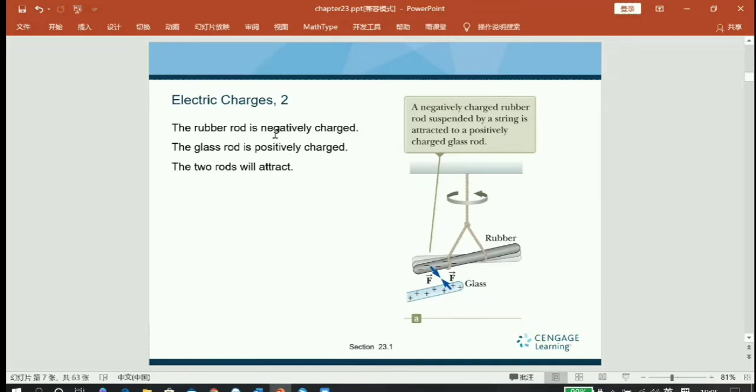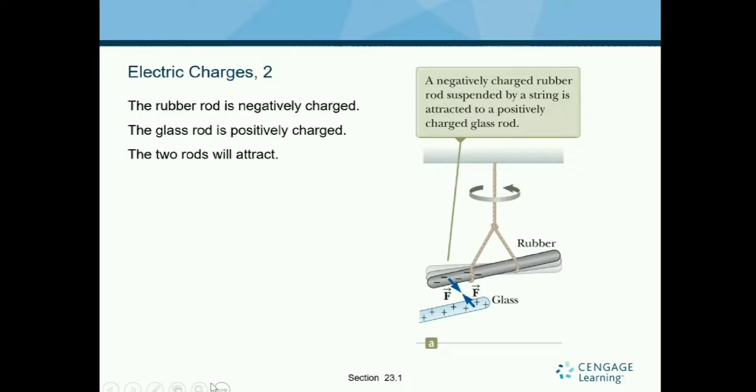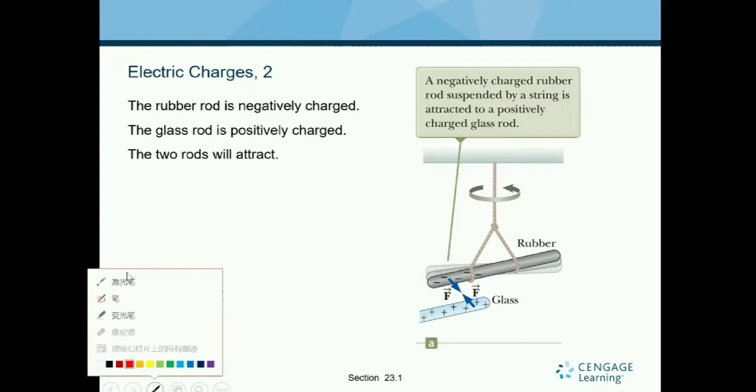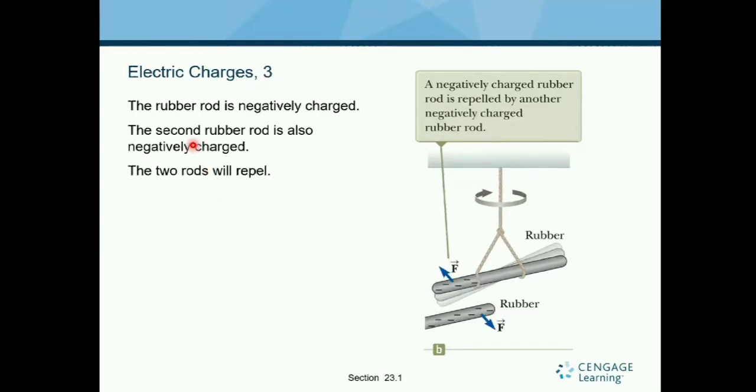Anyway, the rubber rod is negatively charged, a glass rod is positively charged. Then if you put them together, they will attract one another. You can do this kind of simple experiment by yourself. It's not that difficult. Now, what else should we know? The rubber rod is negatively charged. The second rubber rod is also negatively charged. So if you bring these two rods close, the two rods will repel one another.